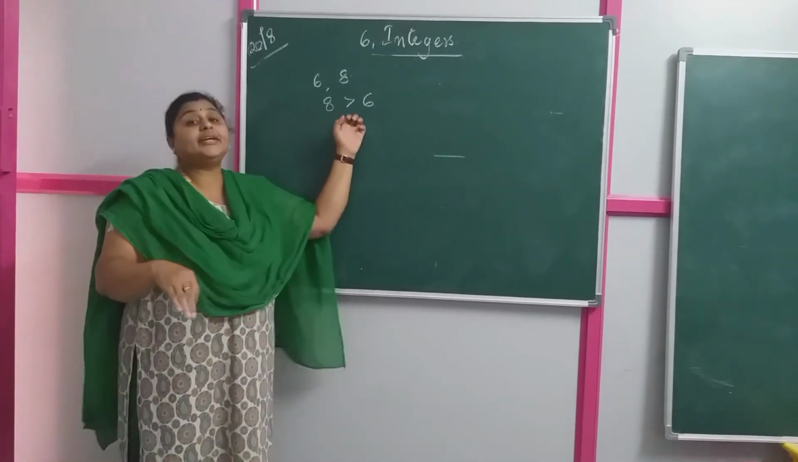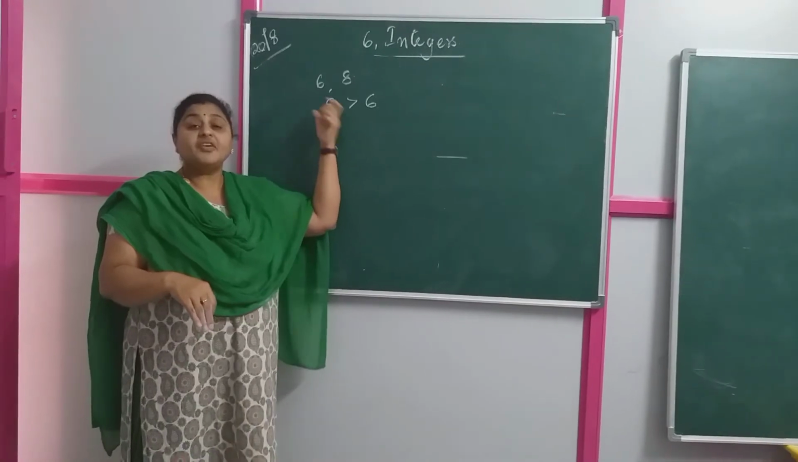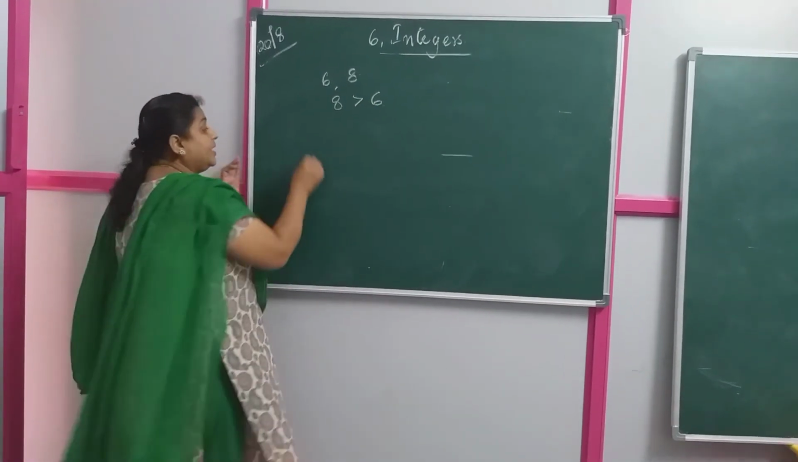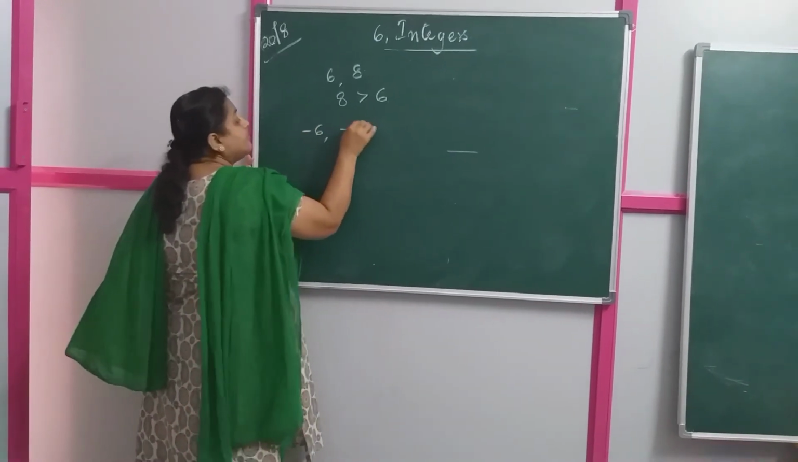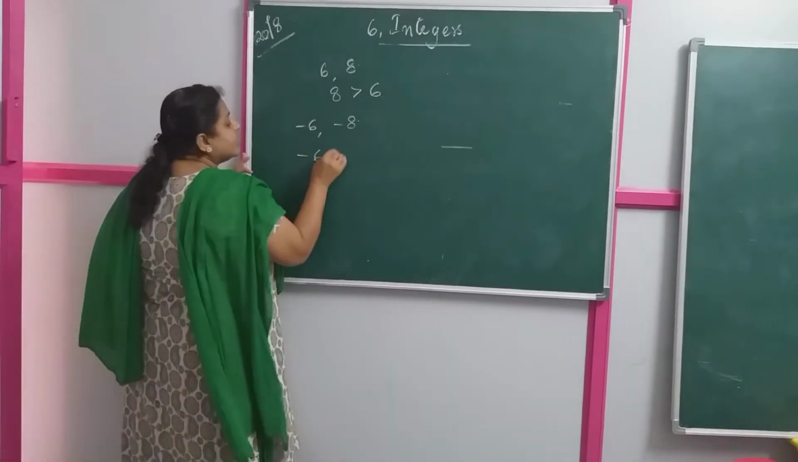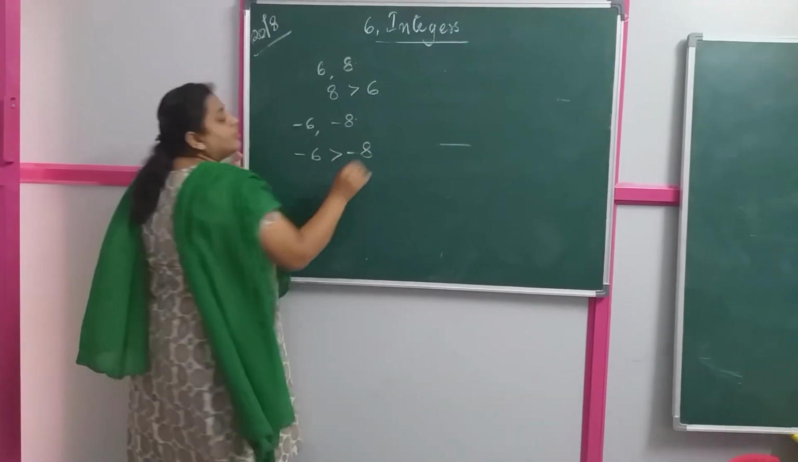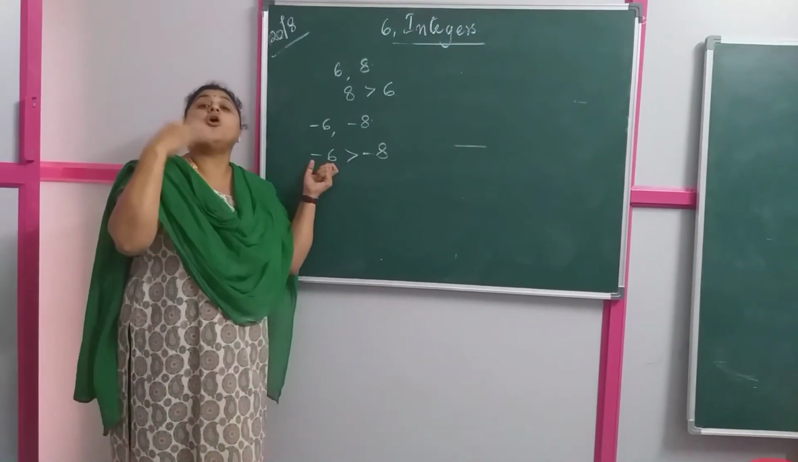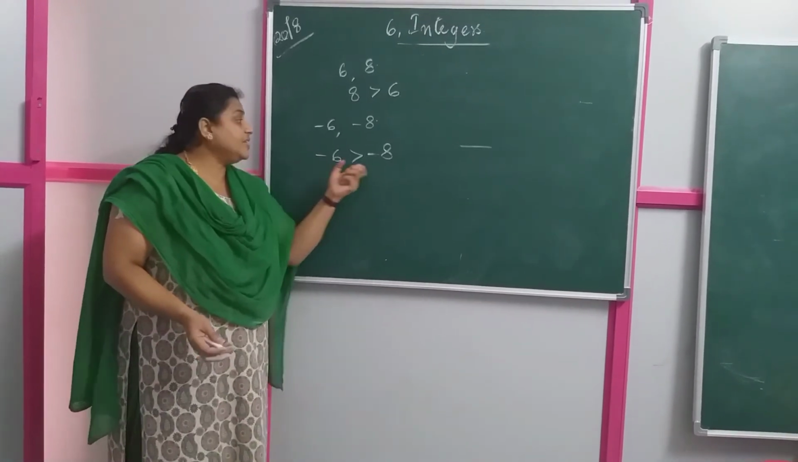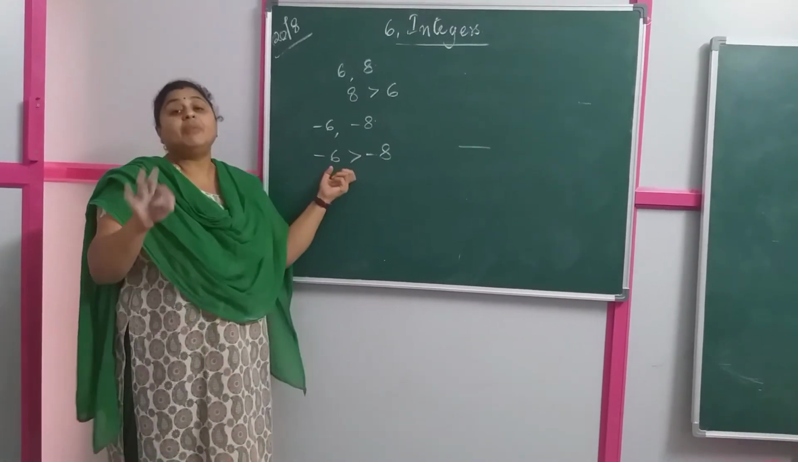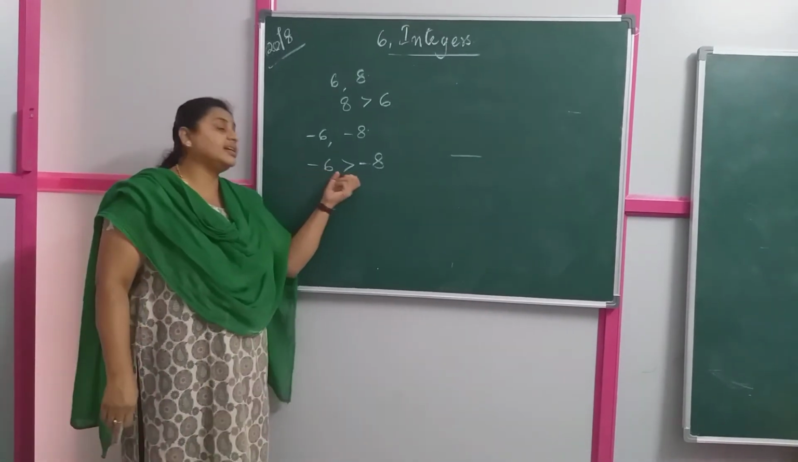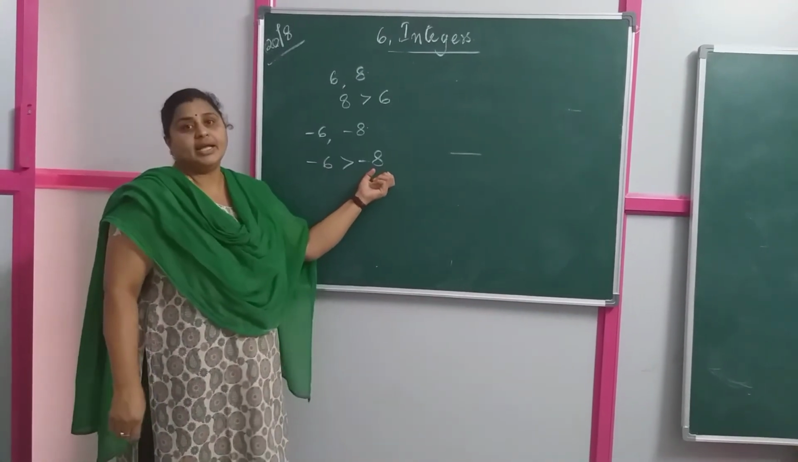When comparing negative integers, it is quite opposite. It means if I have minus 6 and minus 8, minus 6 is greater than minus 8. The smaller the negative integer, the greater the value. Generally we say 8 is greater than 6, but this is quite opposite in negative integers. Minus 6 is greater than minus 8.